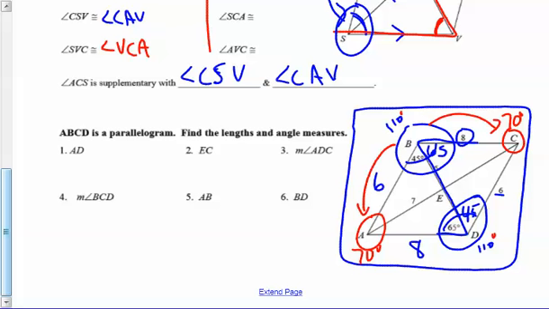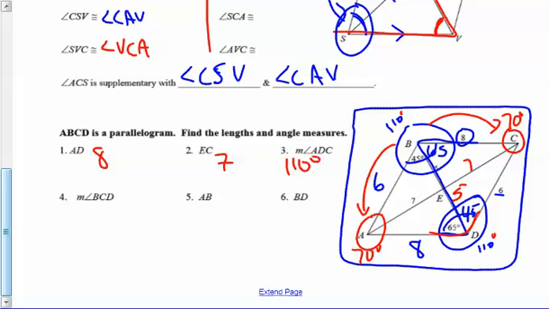Okay? That's property 3. Property 4 says that these two diagonals have to bisect, so 7 and 7, 5 and 5. From there, you should be able to answer each of these questions. AD is 8. EC is the same as AE, so it's 7. ADC has to be the same as ABC, so it has to be 110.